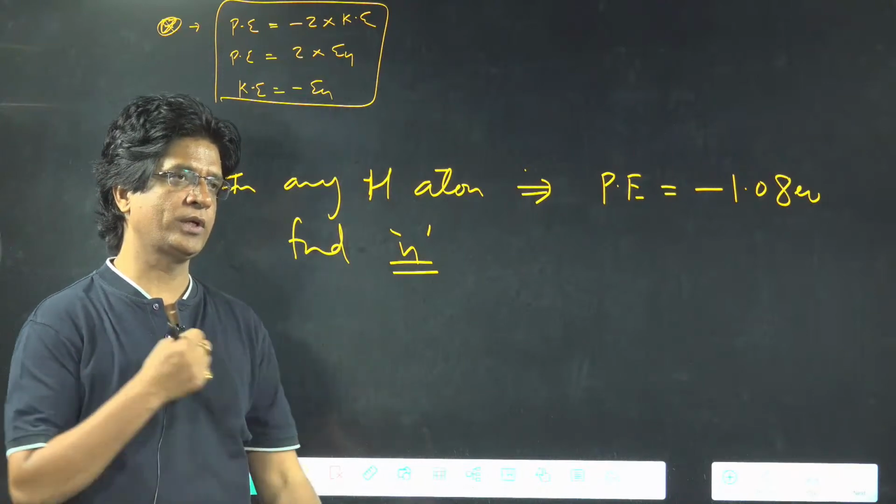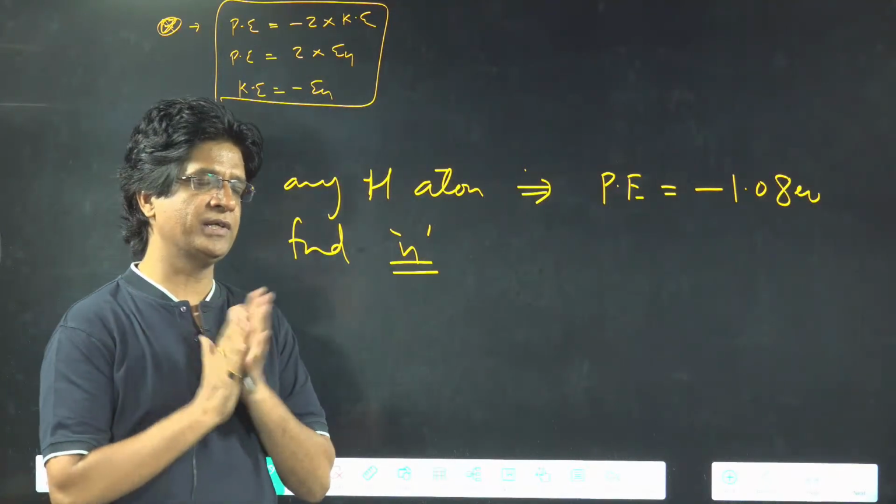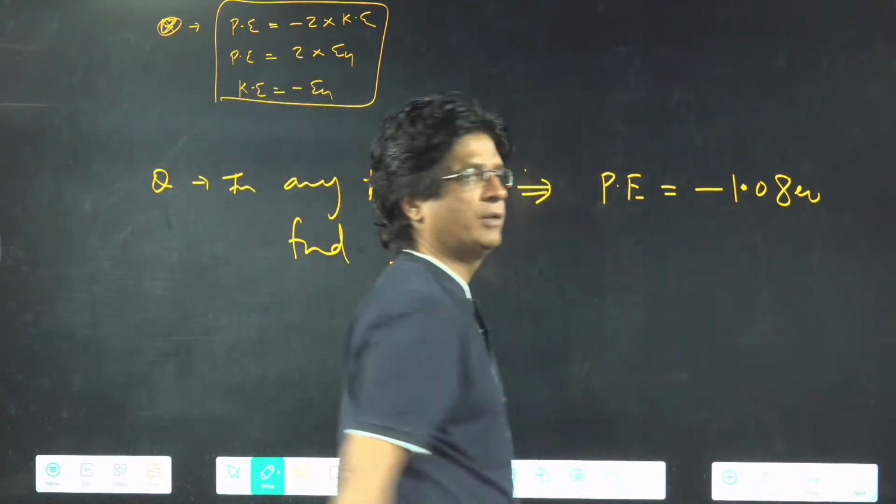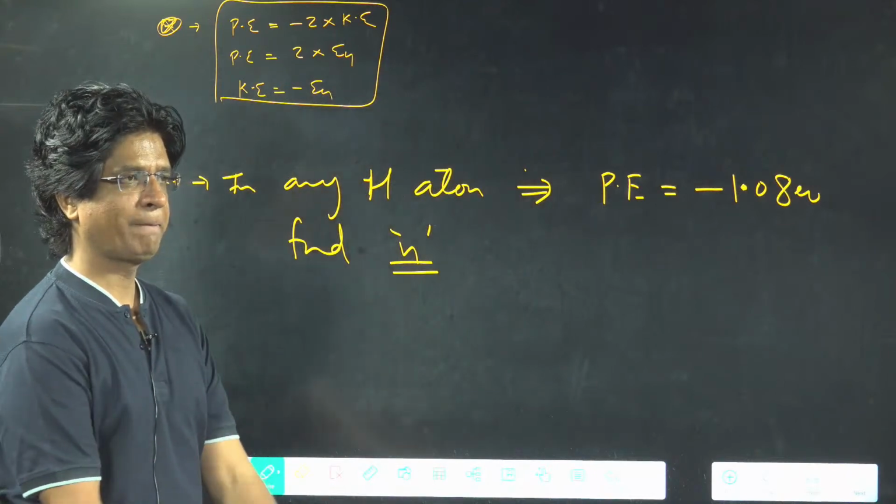Which orbit we are talking about? Be very clear. Potential energy is given as minus of 1.08 electron volt.